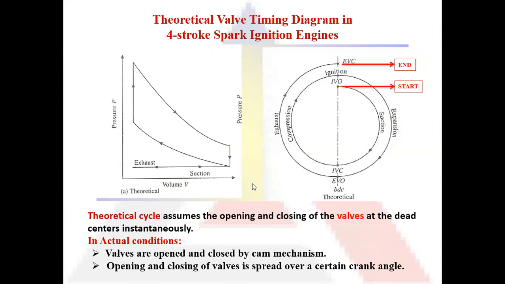Here we have 2 points, that is the start point, where this valve timing diagram starts. At this point, the suction is the first stroke. During the suction stroke, the inlet valve opens and the fresh air fuel mixture starts to come inside the combustion chamber. Here at this point, it is written as IVO. IVO stands for inlet valve opens. Now the inlet valve opens at the top dead center.